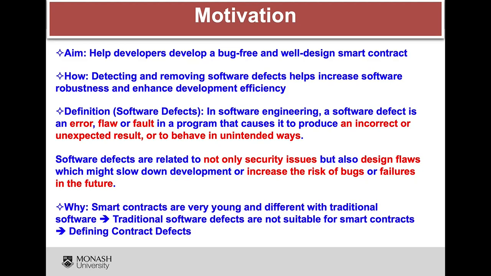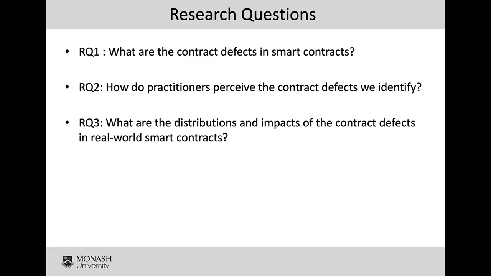However, since smart contract is a very young technology, and the smart contract has many new features which makes it very different compared to traditional software. So, software defects for traditional programs are not suitable for smart contracts. In this case, we need to define contract defects for smart contracts. This raises three research questions. In this presentation, I aim to answer three research questions.